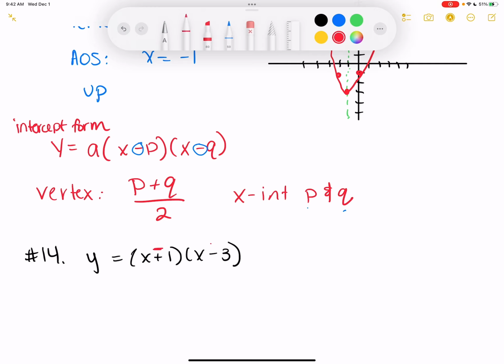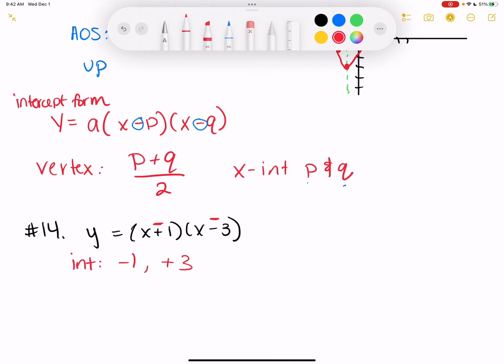Alright, so this is what we want the signs to be. If they're not that, then you need to fix it. So my intercepts are going to be where? Negative 1. Negative 3. No, positive 3. Negative 1 and positive 3. Okay, because this one was already negative like it was supposed to be. So then to find the vertex, I'm going to do negative 1 plus 3 divided by 2, which is just going to be 1.